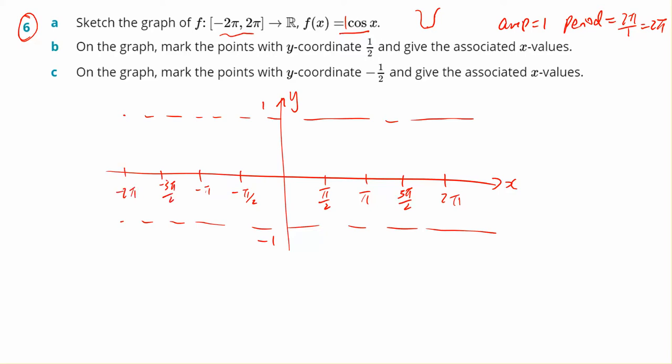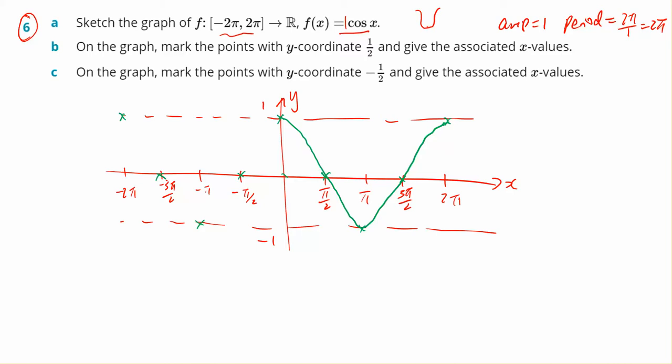And then we draw a graph. So we first go maximum, median, minimum, median, max. Okay, so that's my first cycle, first graph drawn, and then obviously we continue the pattern, and we should get something like this. Okay. We should always label endpoints. So this is (2 pi, 1) and (negative 2 pi, 1).